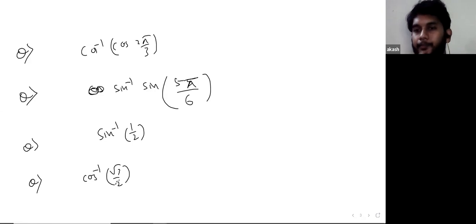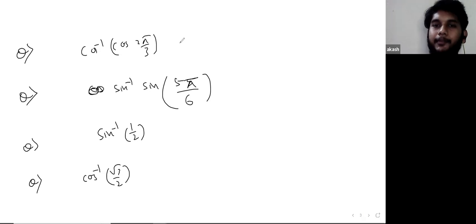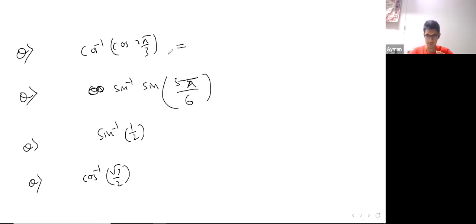Solved it. The first one, yes. Question, what is the answer? Pi by 3. Why so? Because 2 pi by 3 does not lie in the range 0 to pi. So we had to change it, rewrite it.